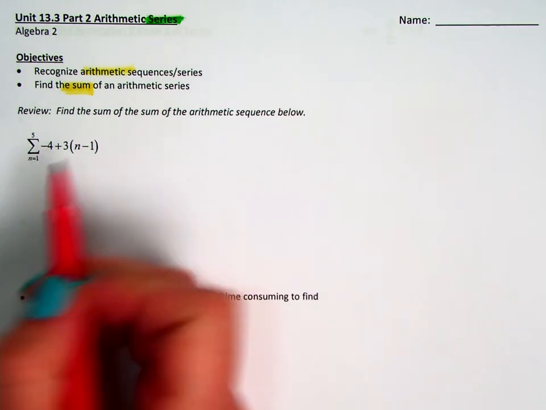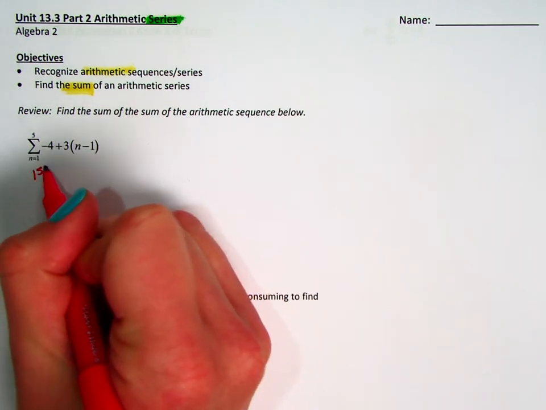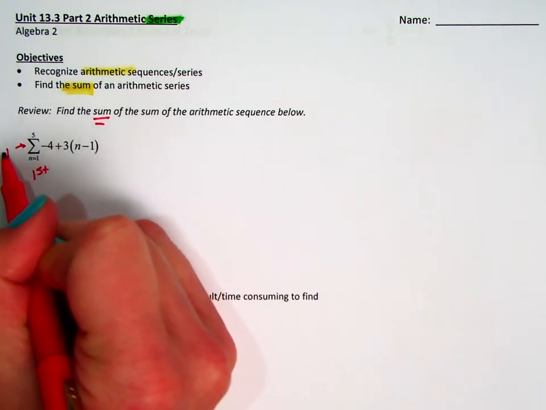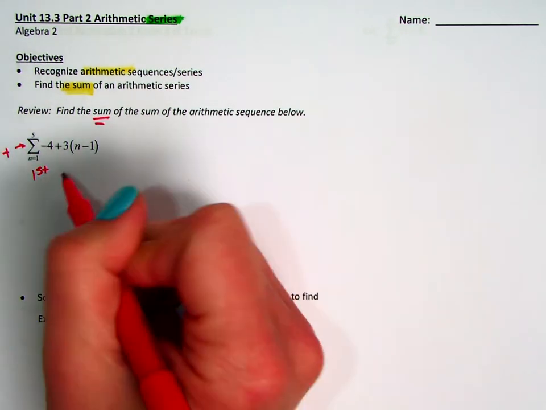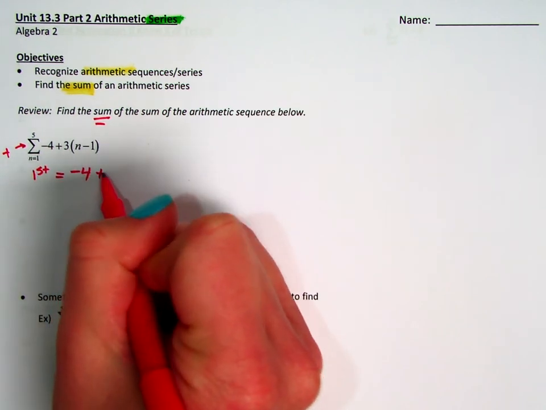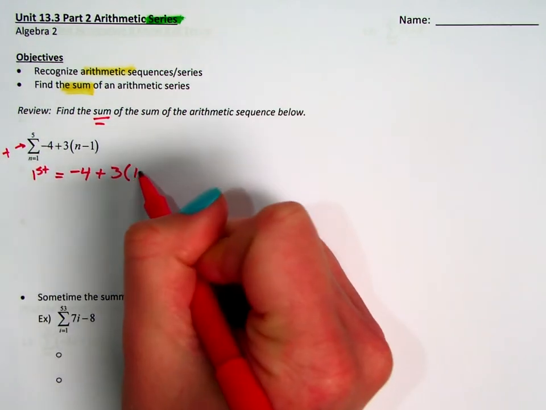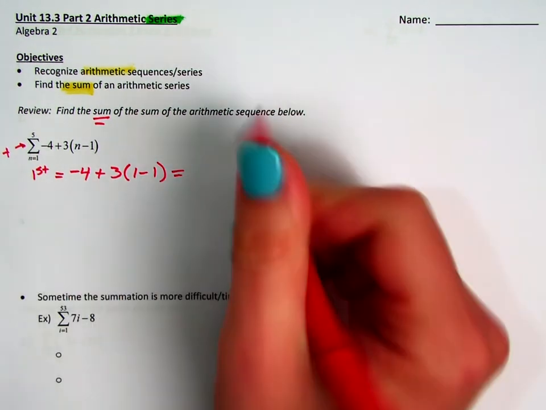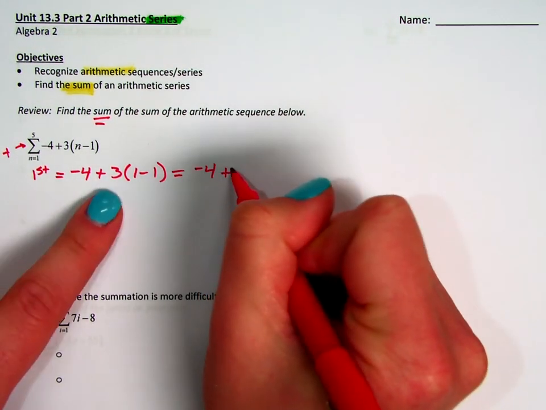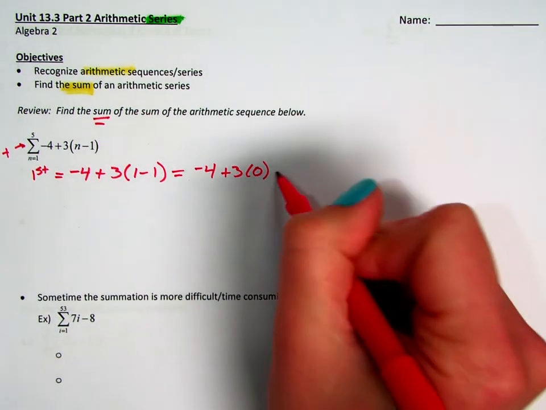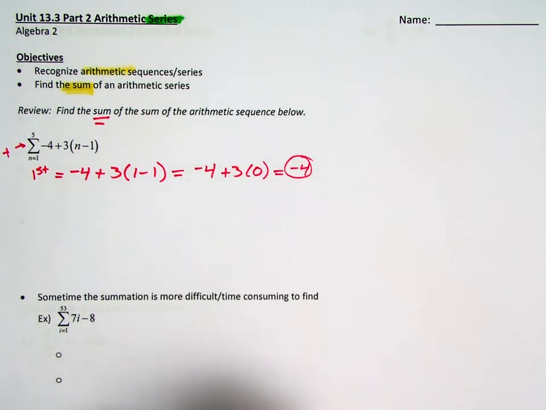Since we're starting out with 1, we're going to have to find our first term. And then remember, because it's a sum, and because we see this sigma, that means we're going to have to add them all together in the end. So our first one is when n equals 1, so that'd be negative 4 plus 3. Instead of n, we'd put in 1 minus 1. Well, let's start simplifying. So negative 4, we can't simplify, plus 3, but 1 minus 1 is 0. So 3 times 0 is 0, minus 4 tells me negative 4 is my first term.